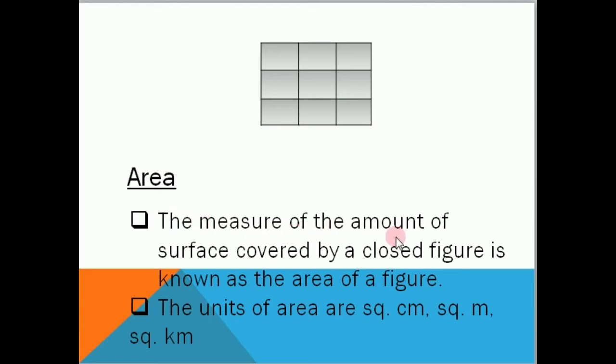Area, the measure of the amount of surface covered by a closed figure, is known as the area of a figure. The units of area are square centimeter, square meter, square kilometer. As for example, we want to find out the area of this closed figure, and the measure of each small square is 1 centimeter. So first we have to measure the amount of surface covered by this figure.